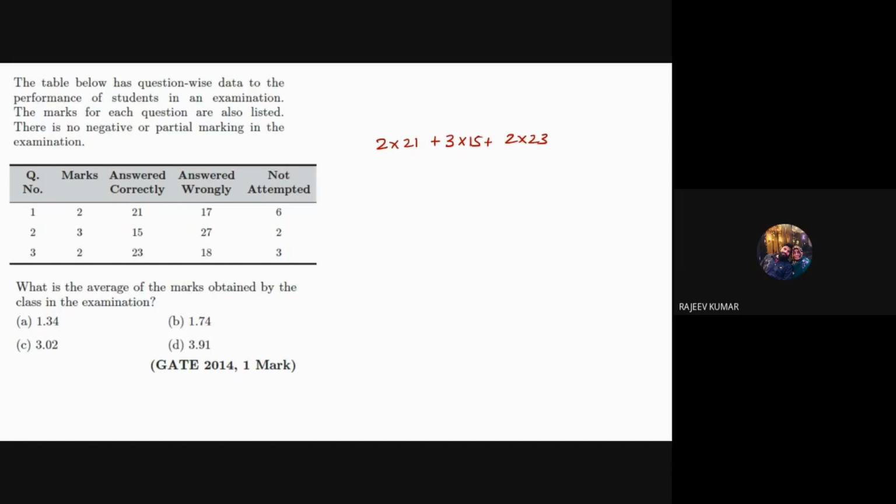Now the second thing we have to see here is the total number of students. Now how will we find out the total number of students? Students can either give correct answers, or give wrong answers, or not attempt the question. So if we add all three, in any of the cases you will get 44. So the total number of students is 44. If you solve this you'll get the final answer, and that is correct. 3.02 will be the correct answer.